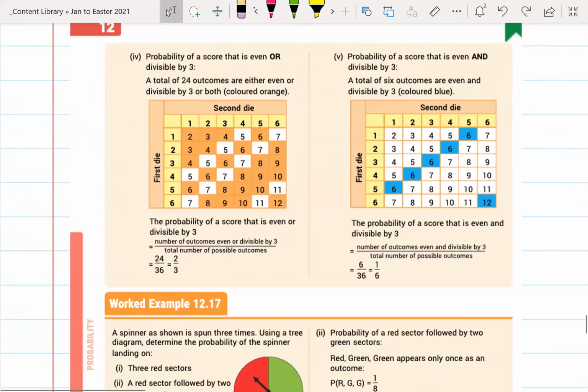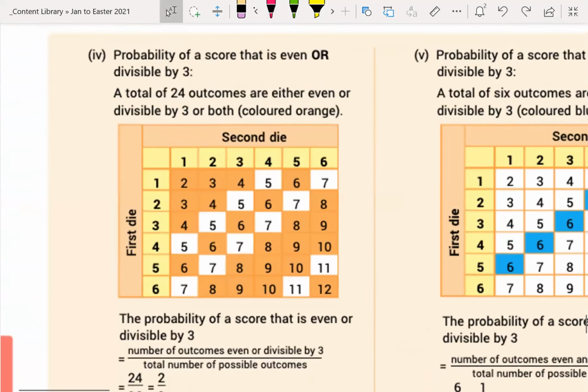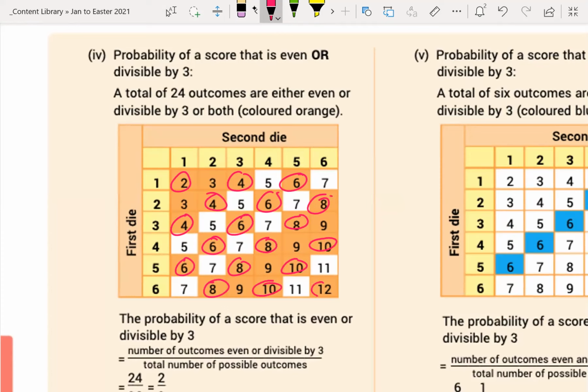Next one, probability of a score that is even or divisible by 3. So even or divisible by 3. So you could start by just getting all the even ones. Okay, all the even numbers first. Highlight all of them. Even. All of these are even that I'm circling. Okay, they're all even. Okay, what about divisible by 3?